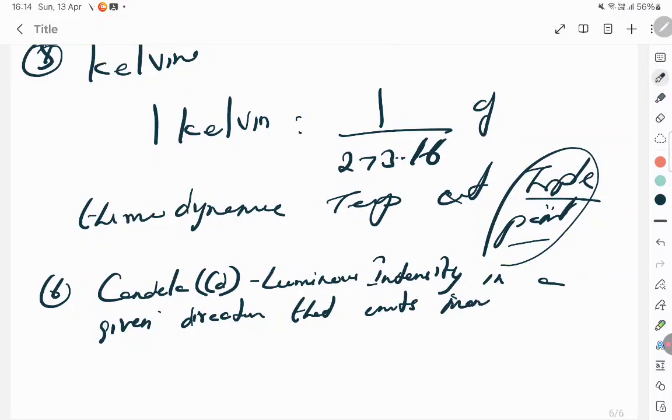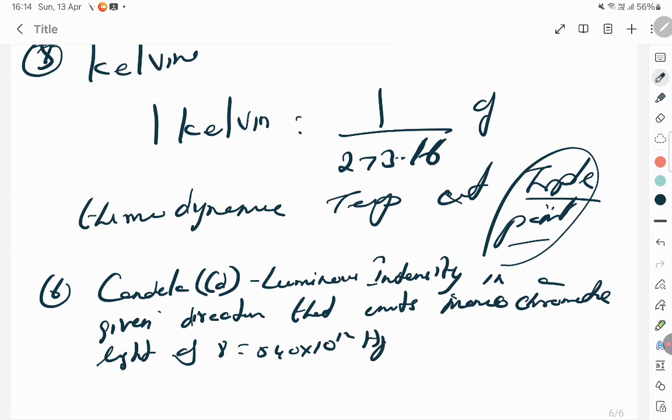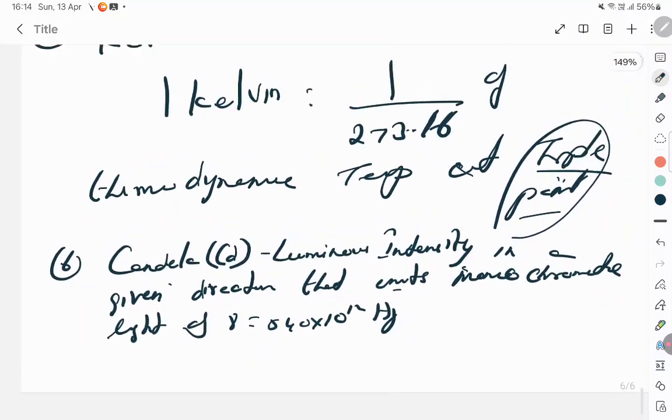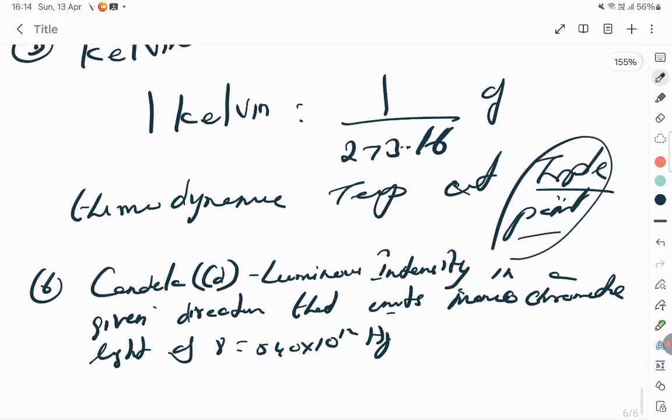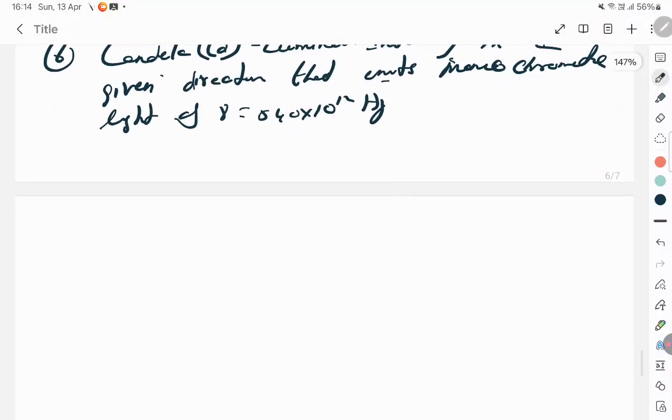Emits monochromatic light. Monochromatic means single wavelength. Monochromatic light of frequency 540 into 10 to the power 12 hertz. 1 candela is the SI unit of luminous intensity in a given direction that emits monochromatic light of frequency 540 into 10 to the power 12 hertz. That's about candela.